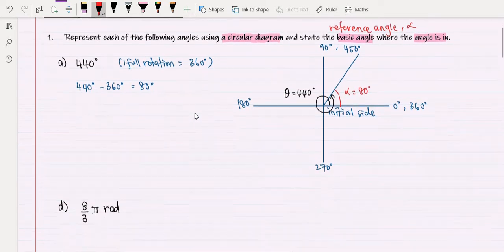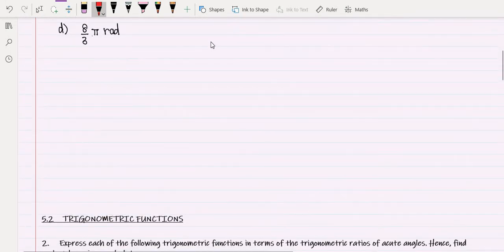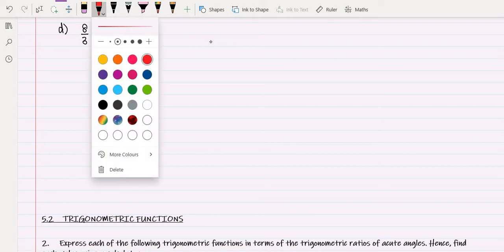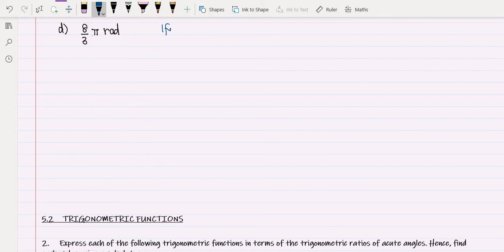Now let's take a look at the second example, which is question D. We are given theta in radian. Our theta is 8 over 3 pi radian. Again, we need to take note that one full rotation is equal to 2 pi radian. Or if you are still comfortable with degrees, you can change this into degrees and we will have 360 degrees.